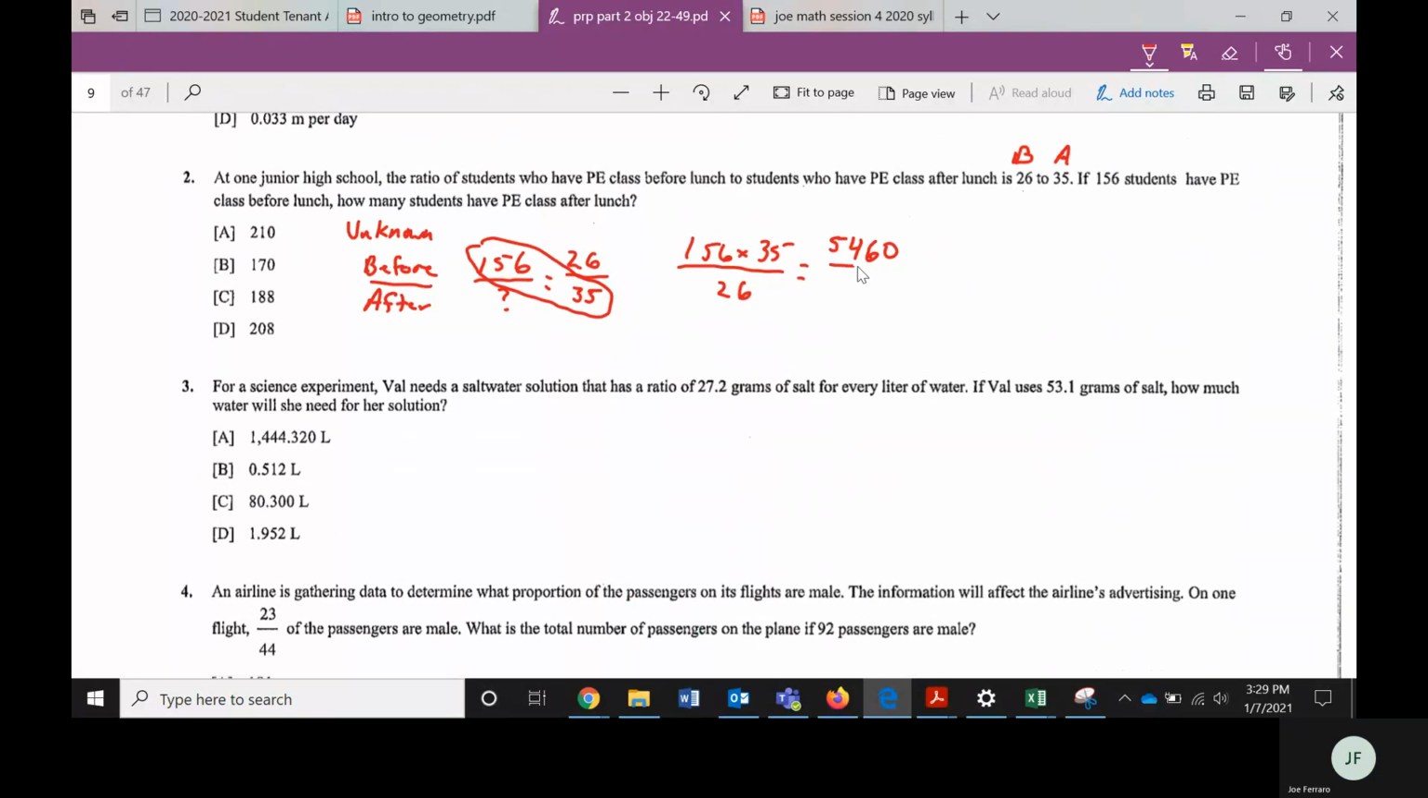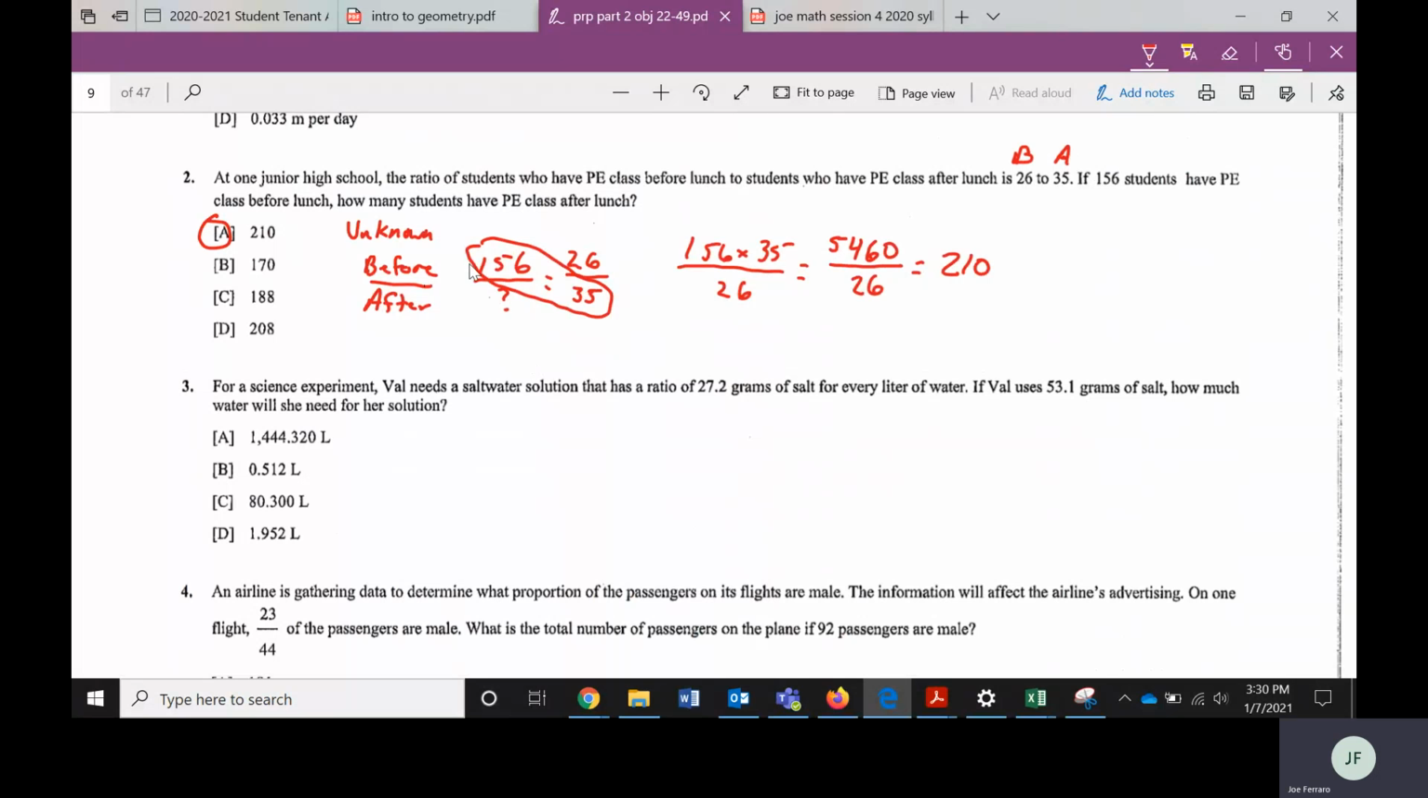So we get 5,460 divided by 26. And we get 210. Now remember, you can kind of look at this and see if it makes sense. Here there was less people before, more people after. So then our final answer, 156 before, 210 after. So yes, there was less before and then more after. So that kind of makes sense.